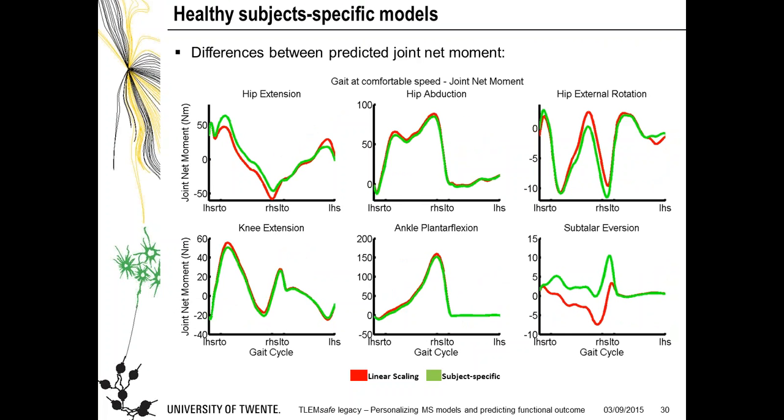Moreover, we found differences in the predicted joint net moment. That is the moment that the muscle needs to generate so that the model can reproduce the measured movements. In general, we found a slight reduction of the joint net moment predicted by the subject-specific models compared to linearly scaled models. As you can see, for example, in the ankle plantar flexion or in the hip adduction joint net moment, indicating that personalized models are more efficient when reproducing a movement performed by the subjects analyzed.